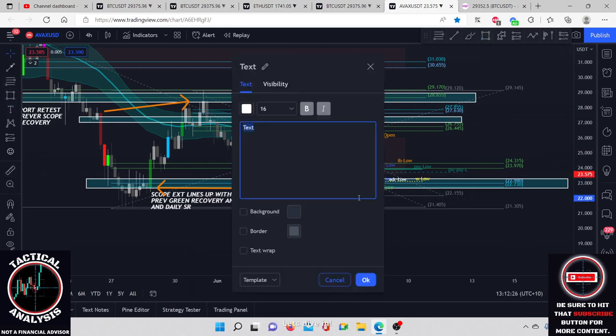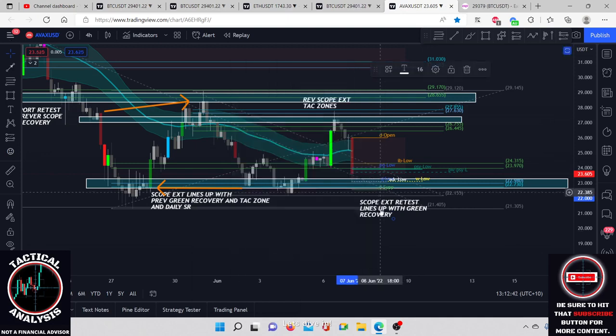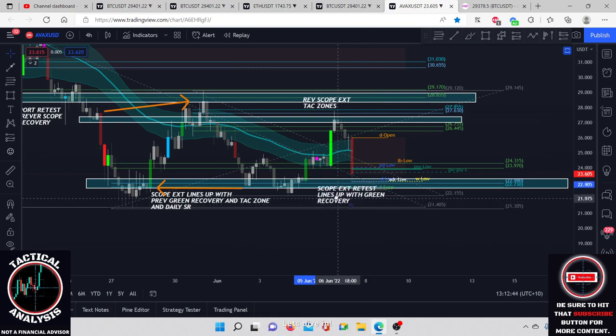Okay. Scope extension retest lines up with green recovery, right? This is how I paint my pictures. Lines up with green recovery. Bang. To the dollar, right? To the dollar. Okay? Now what?